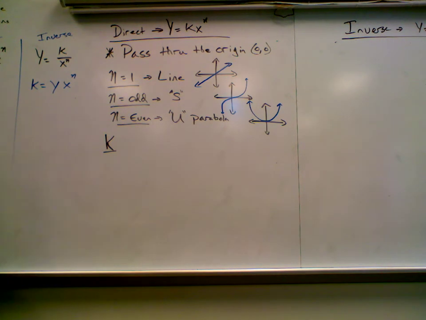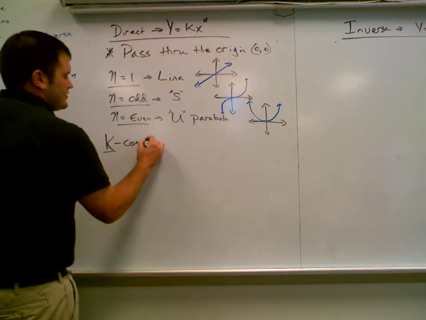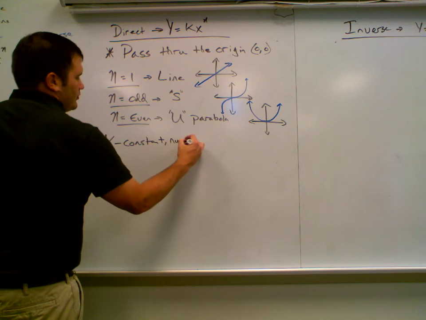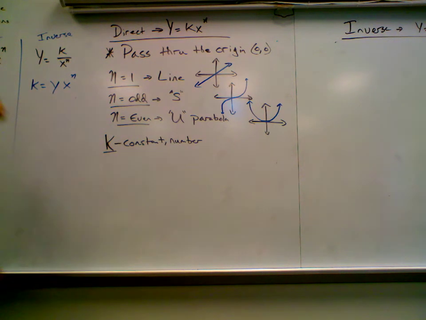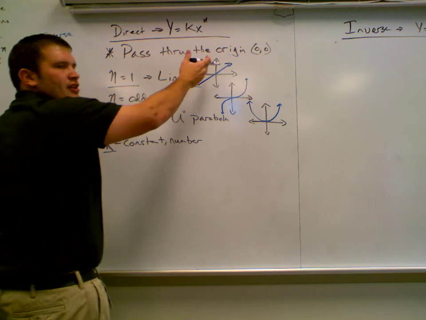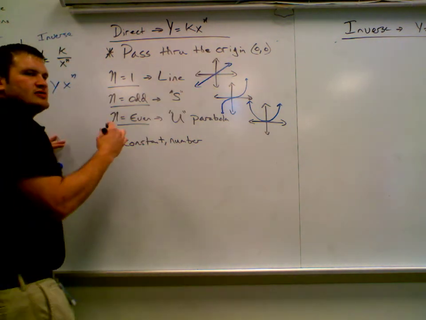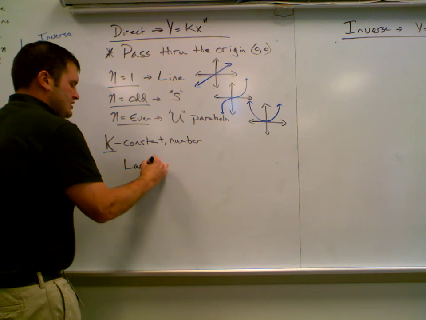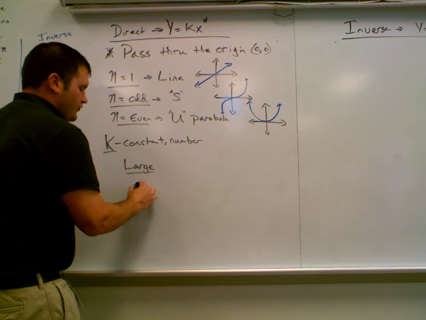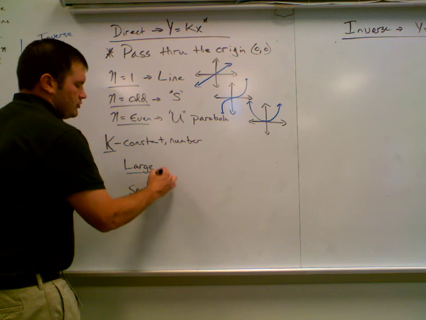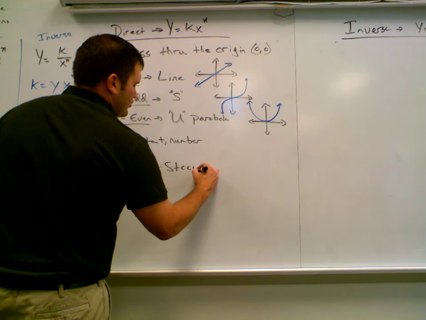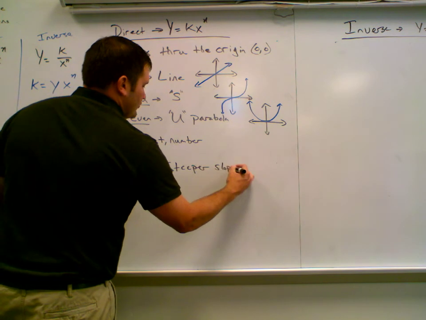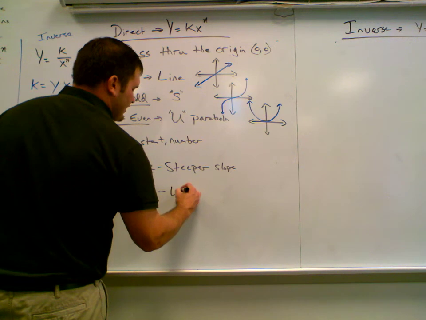Now the k is our constant, right? Our constant, it's a number. What does the k do to our graph? Let's say we look at all my line graphs. If I change my k, what happens to the lines? It gets steeper. Do large or small k's make steeper graphs? Large k's make steeper graphs, and small k's make less steep graphs.